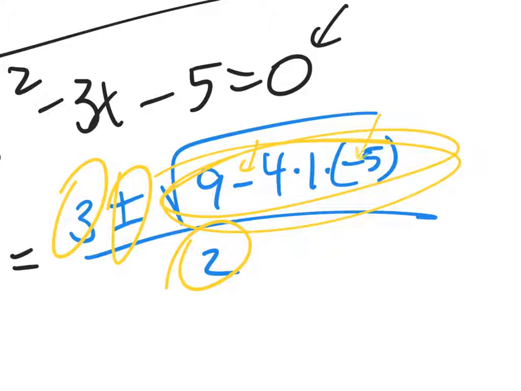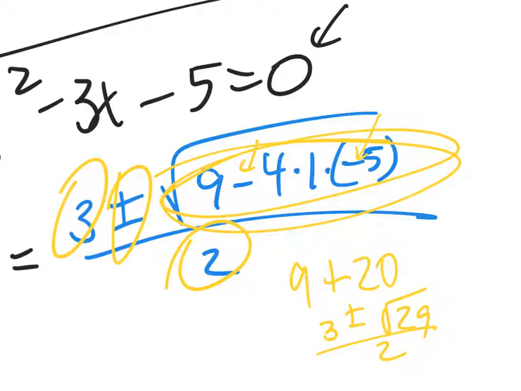See that negative and that negative? People are convinced you have to subtract. But wait, what if there's 2 negatives? Then you actually add. Or you're subtracting a negative, which means you're going to add. All right, so if I'm going to do this one, it's going to be 9 plus 20, and that means underneath the square root, I have a 29. And then anybody in here would be able to say 3 plus and minus the square root of 29 over 2. The easy part is the rest of it. The hard part is what's underneath the root.